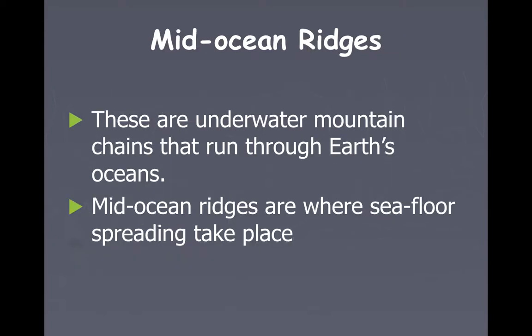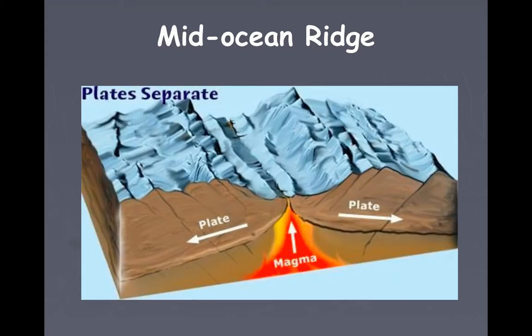And then mid-ocean ridges. These are underwater mountain chains that run through Earth's oceans. Mid-ocean ridges are where seafloor spreading takes place. And then this is technically the sea. And when the divergent boundary happens, they pull apart and then the magma comes up. And as it hits the water, it starts to cool and it forms a mountain.